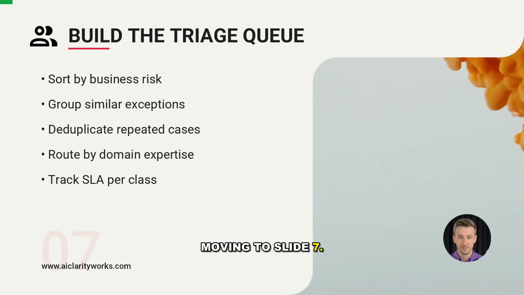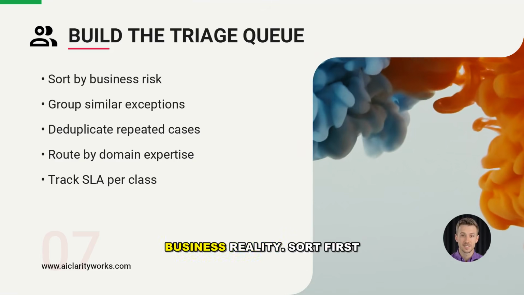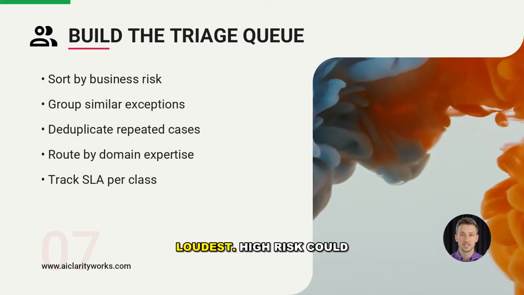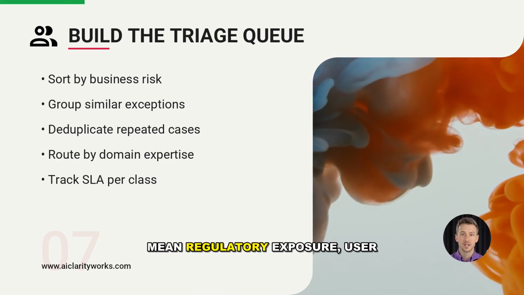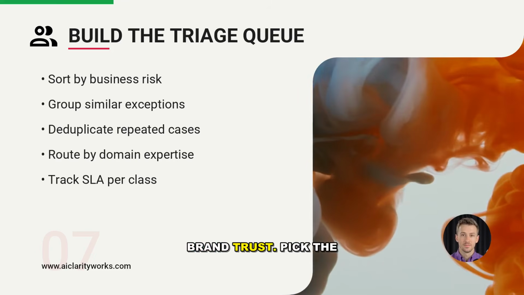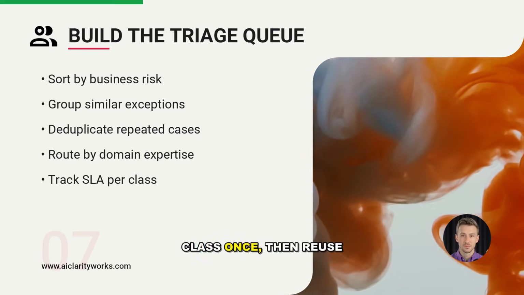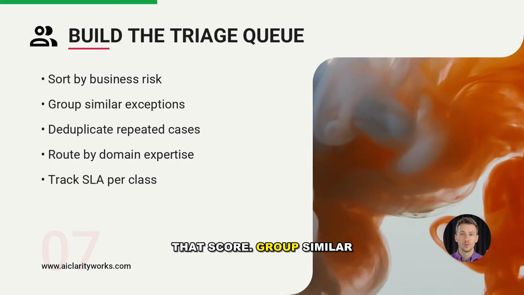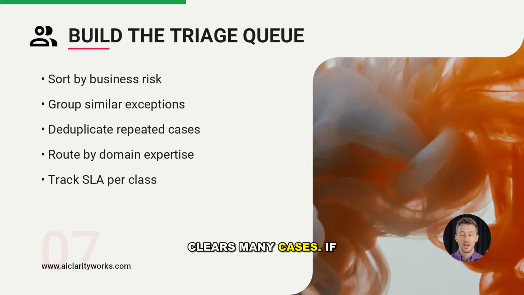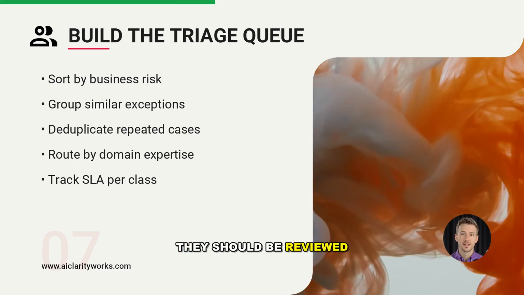Moving to slide 7. Once you have clean signals, you need a triage queue that respects business reality. Sort first by business risk, not by who is shouting loudest. High risk could mean regulatory exposure, user harm, revenue loss, or brand trust. Pick the risk dimensions up front and score each exception class once. Then reuse that score. Group similar exceptions so one fix clears many cases. If 10 tickets share the same reason code and the same failure pattern, they should be reviewed together.